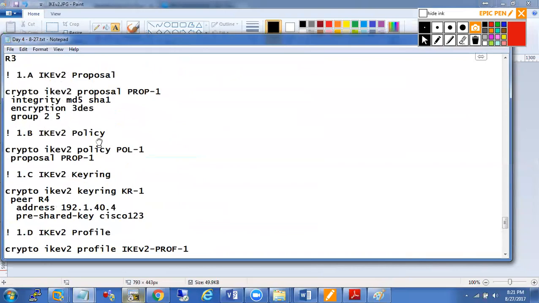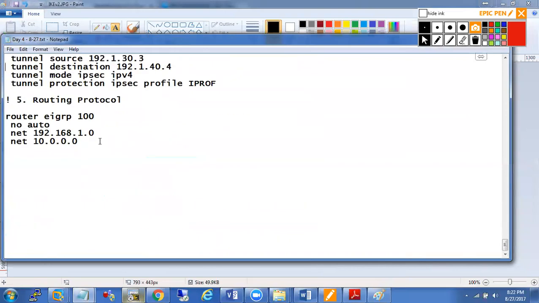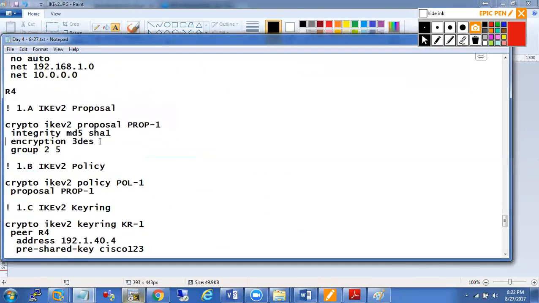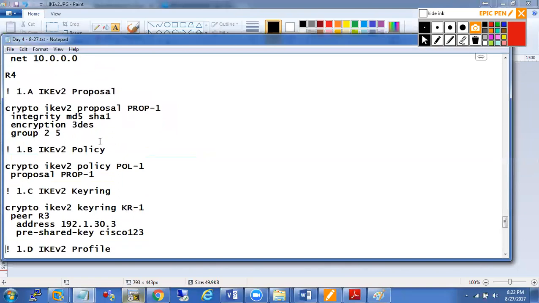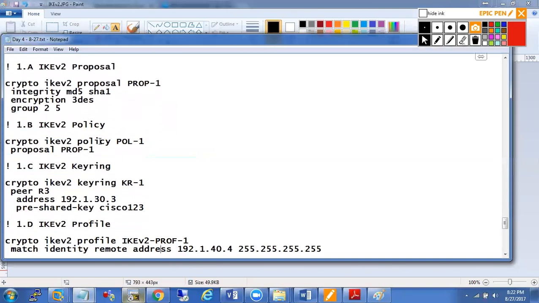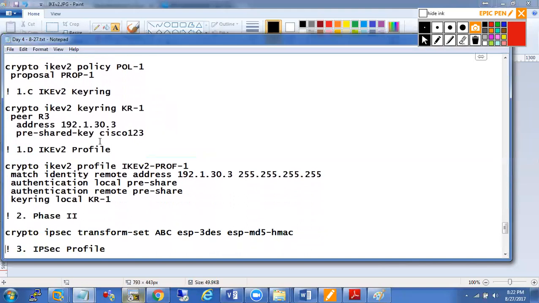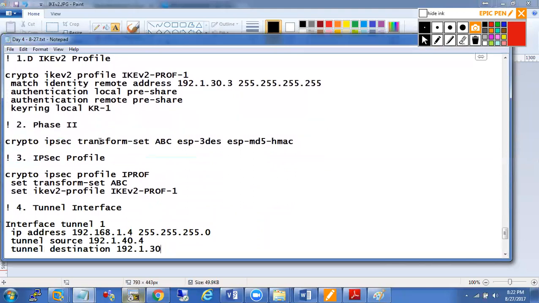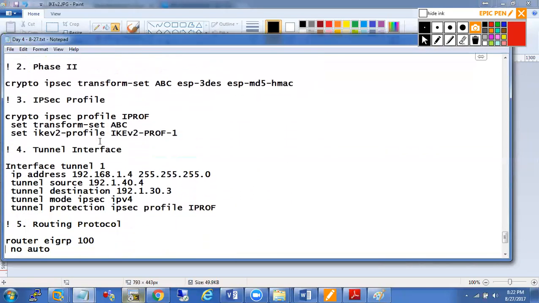Okay, check R4 now. This is okay, this is okay. My peer on R4 will be R3, which is 30.3, common key. My identity will be 30.3, the remote identity. This remains the same. This is okay, profile is okay. Tunnel interface, I'm going to call it 192.168.1.4, and this will flip 40.4 to 30.3. The rest remains the same. Routing protocol is the same.